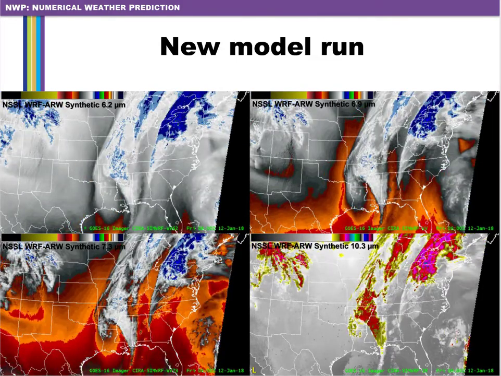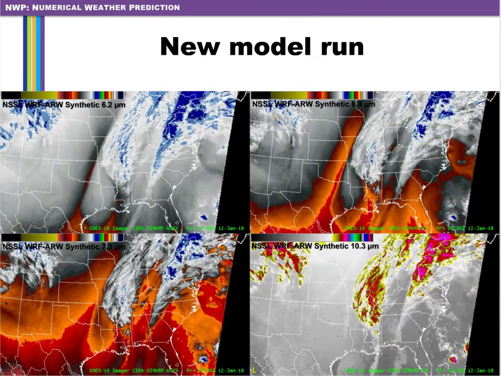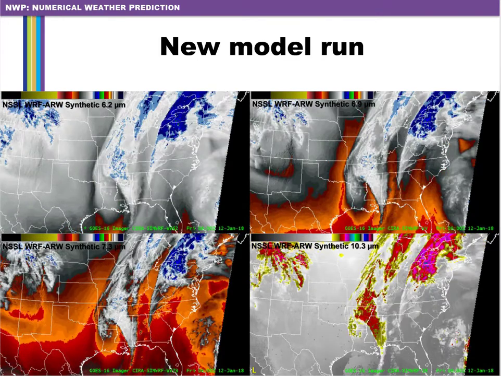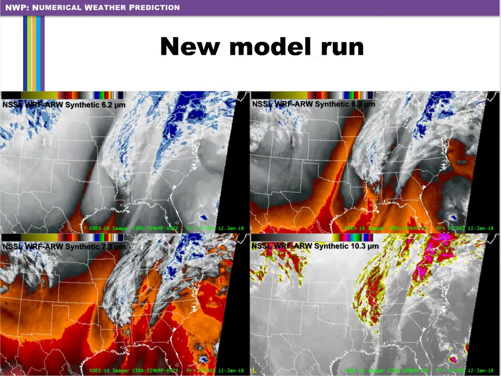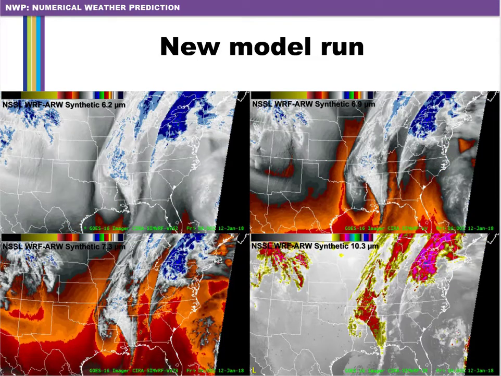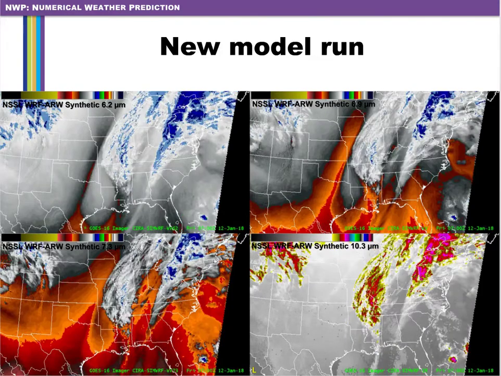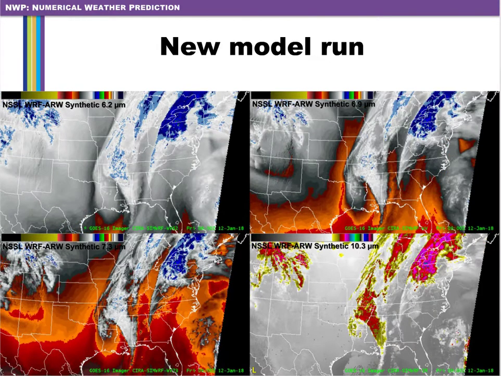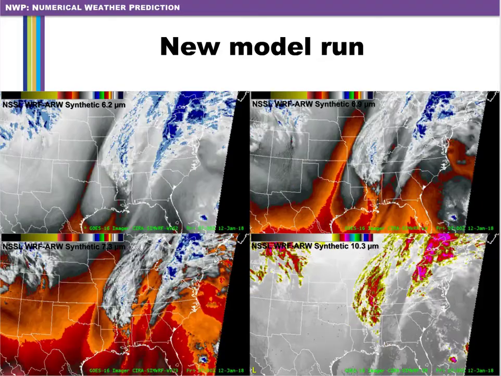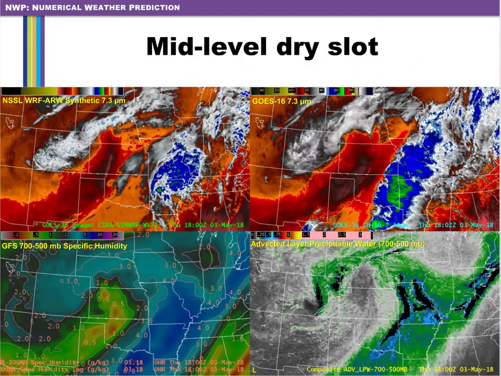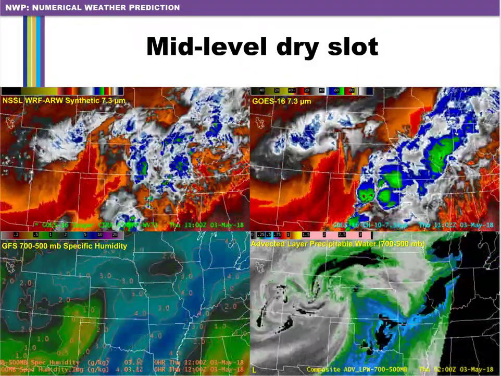This is the new model run. Recall the NSSL WRF is displayed in AWIPS between 9Z of day 1 to 12Z of day 2. This is another reason it's important to understand which model you're looking at, since there is variability in what forecast times are displayed.